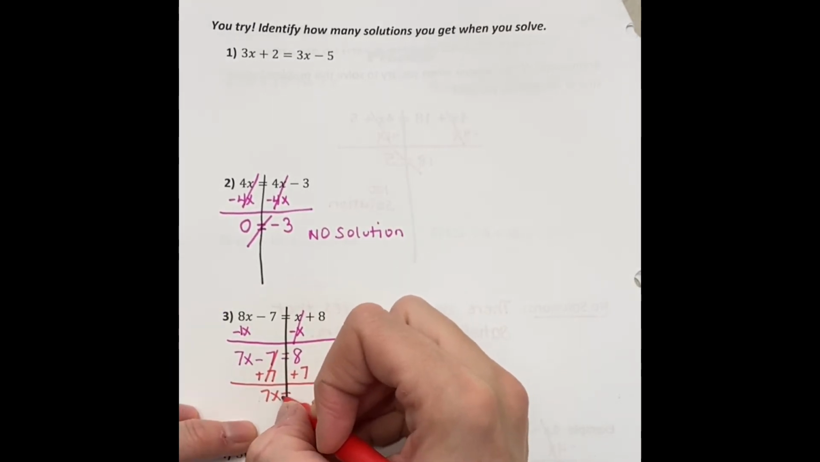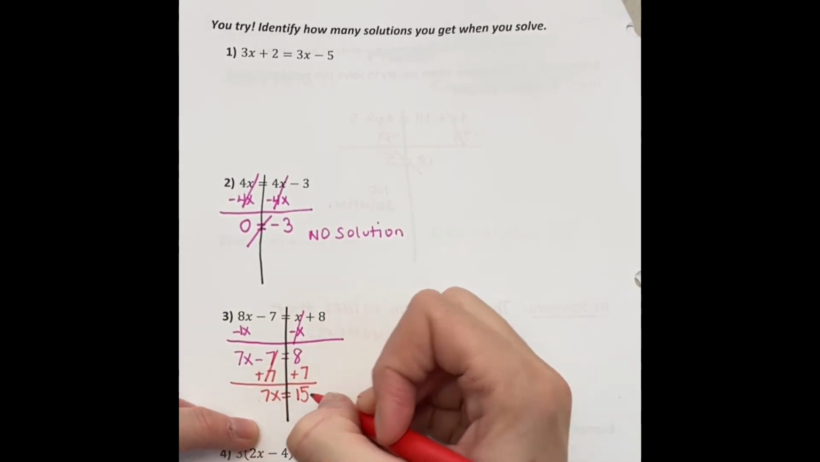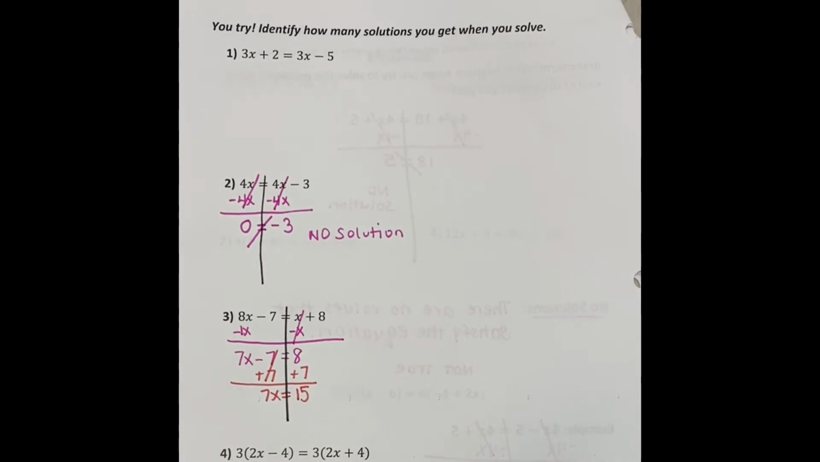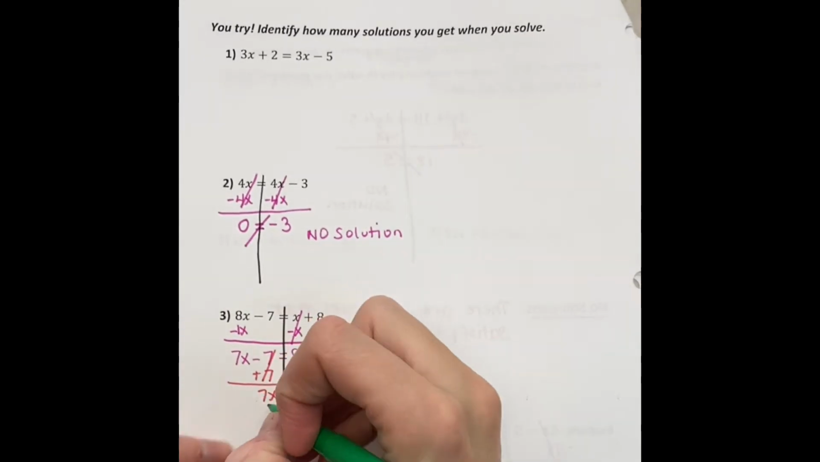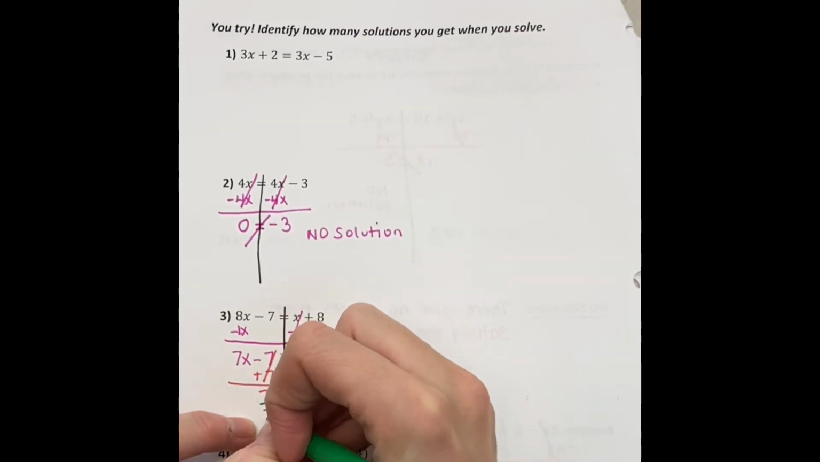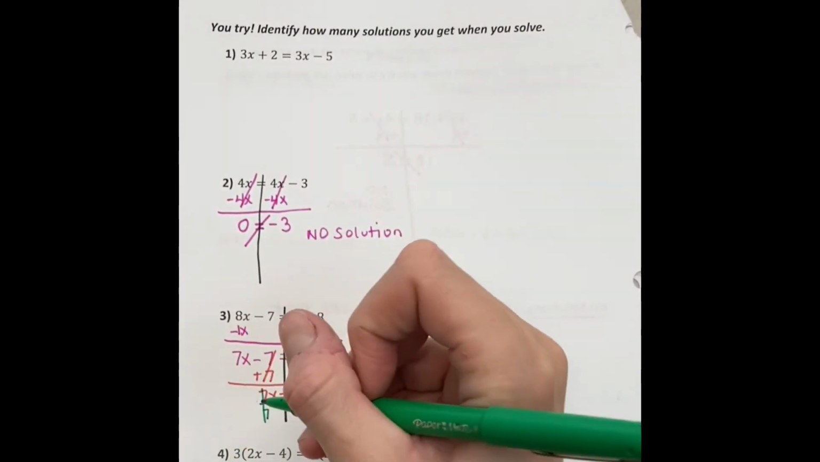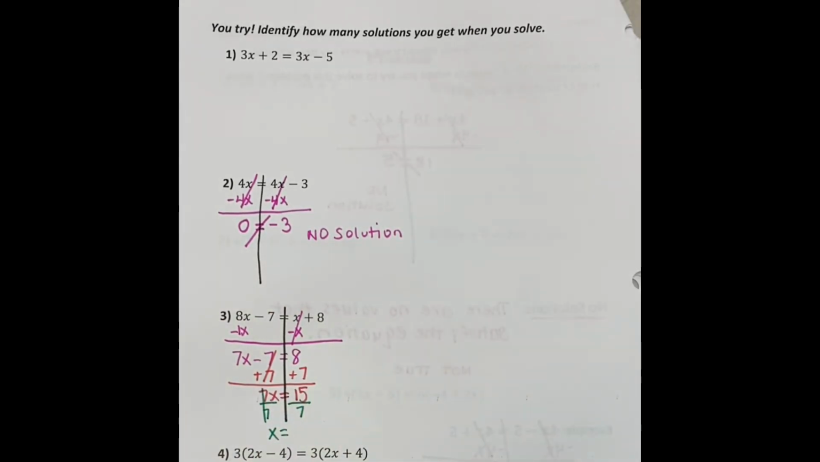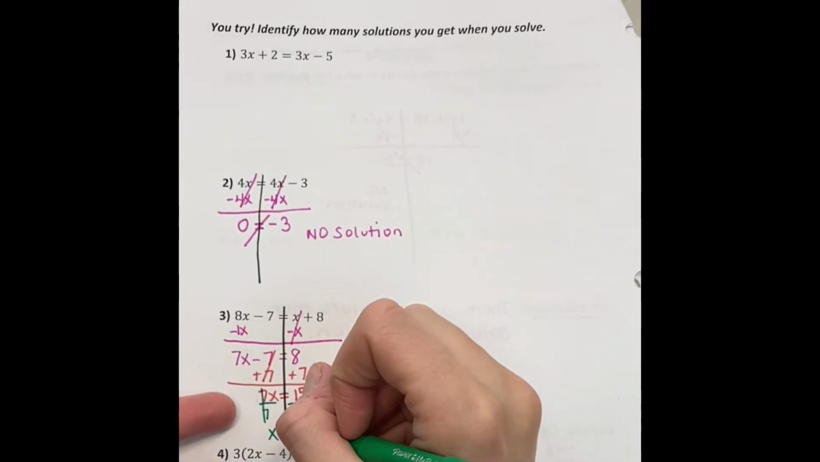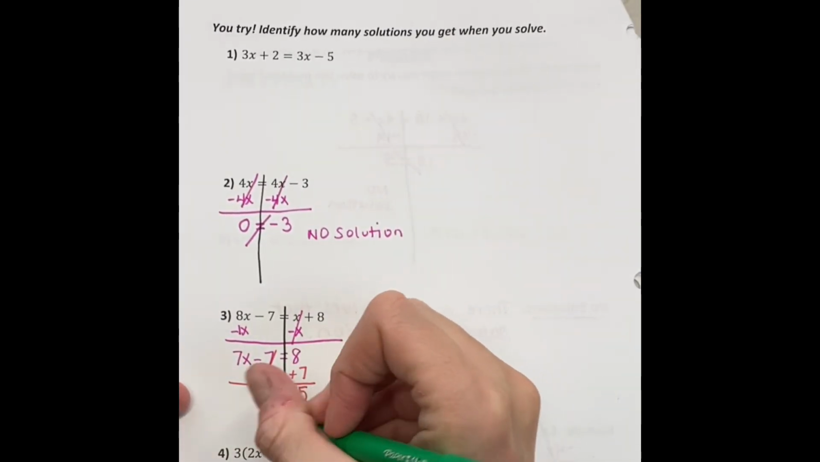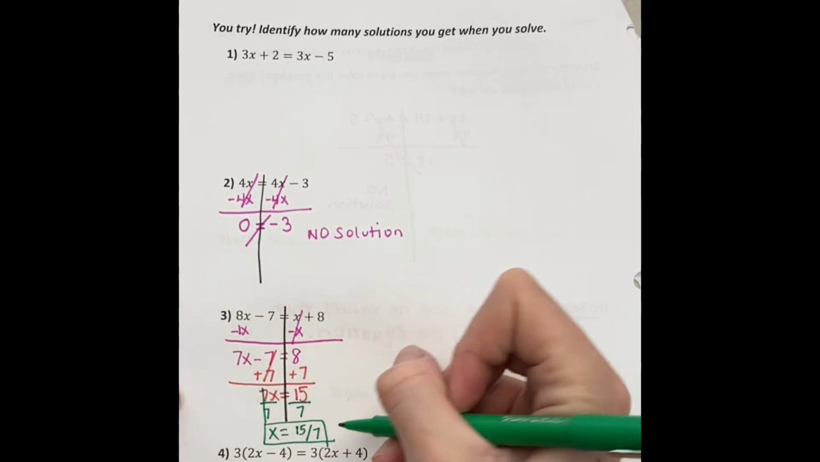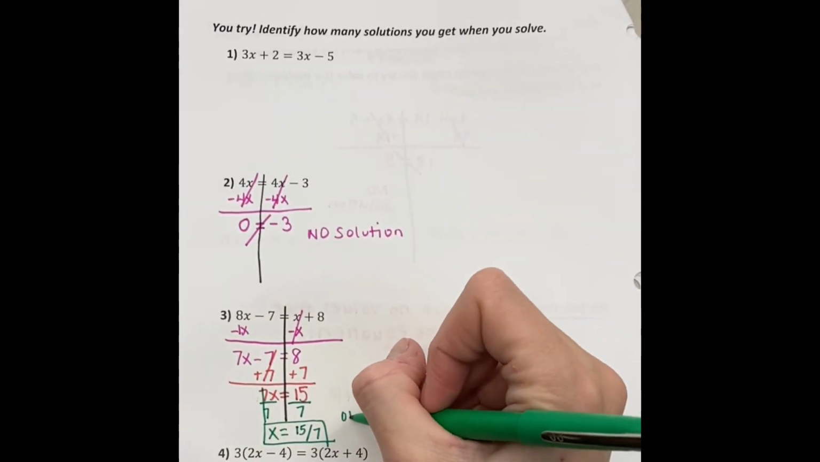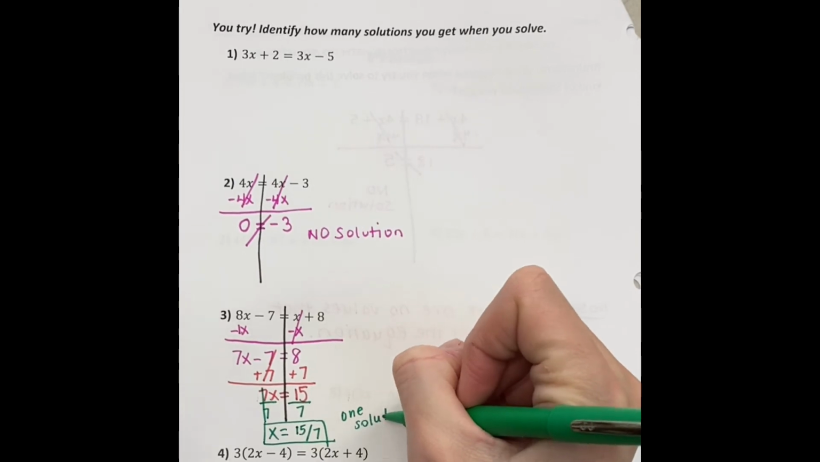And I have 7x equals 15. Then I'm going to divide by 7 on each side. And my 7's will cancel out. And then I get x equals 15 divided by 7. Or you could leave it as that fraction because you cannot simplify it. So this would be one solution because we got an answer there.